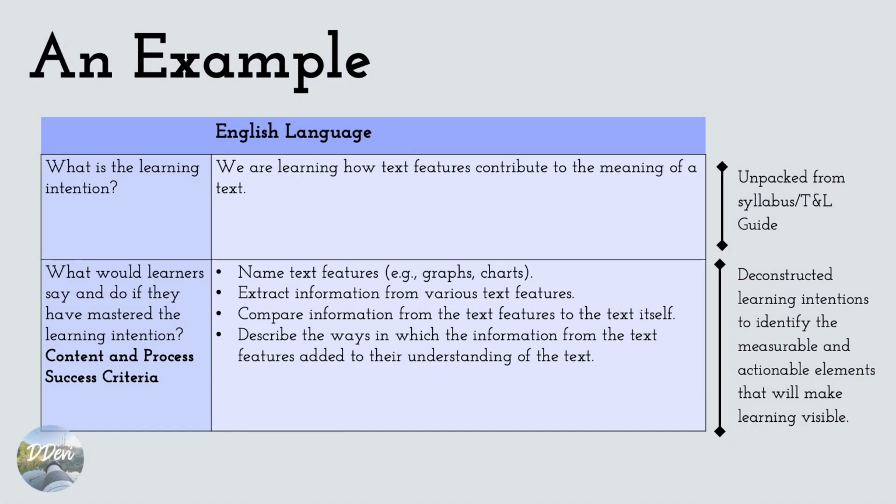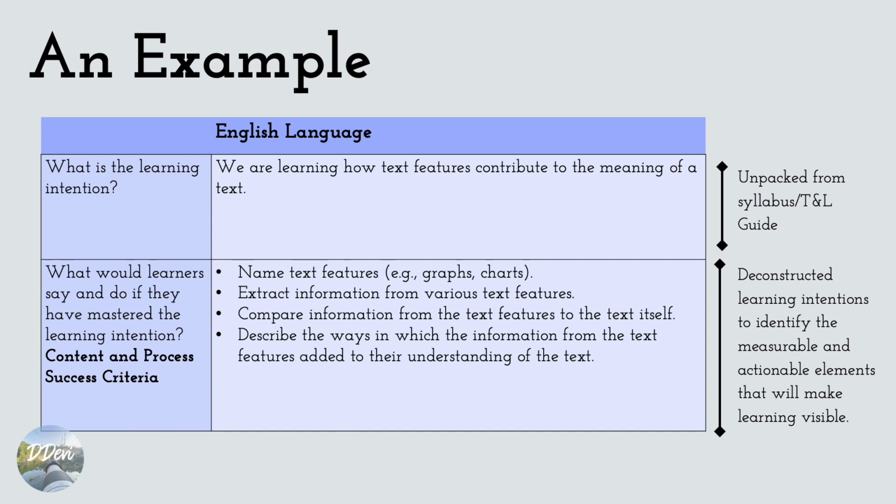Let's look at this example. The learning intention is to learn how the features of the text contribute to its meaning. The success criteria are the actionable elements that have been deconstructed from the learning intentions. There are also process success criteria that will enable students to demonstrate a specific success criterion. For example, to demonstrate the ability to make a comparison of text features, they will need to know how to identify and extract text features.